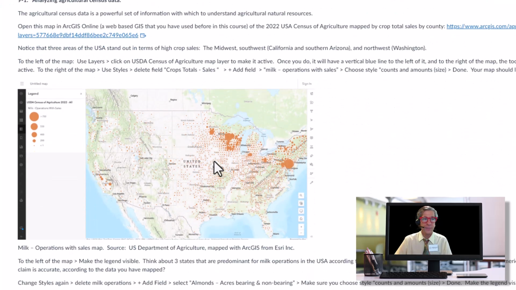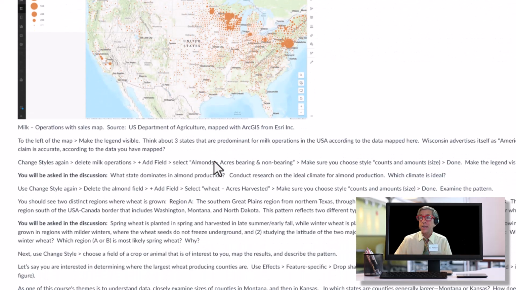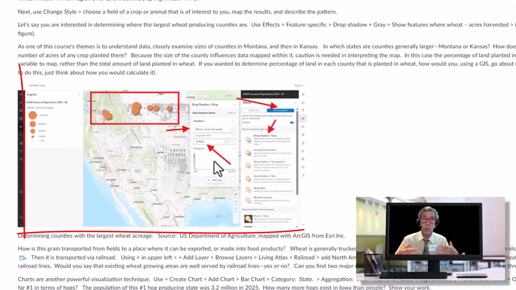The activities will include you examining the agricultural census data. There's a wealth of data that comes out of the ag census. You probably know about the Human Population Survey from the U.S. Census Bureau that's conducted every 10 years. This is the agricultural census. What crops are grown? How much are they worth? Where are they grown? Etc.